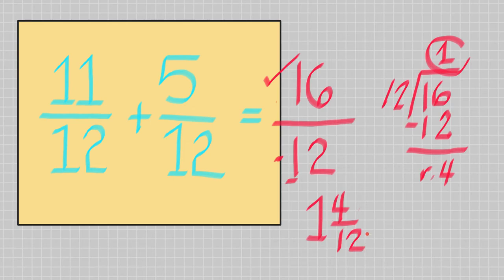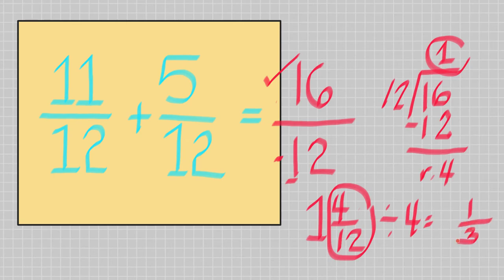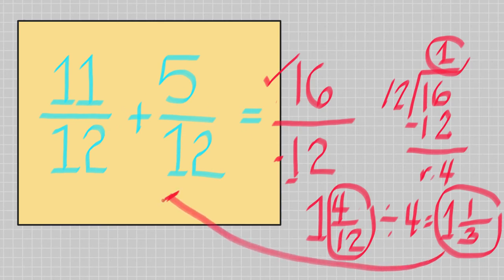No, it's not yet final, because the proper fraction of this mixed number can be divided by 4. So we have 4 divided by 4, that is 1, and 12 divided by 4, that is 3. Now take note, this is 1/3, and copy the whole number. So therefore, this is the simplified answer. 11 over 12 plus 5 over 12, the answer is 1 and 1/3.